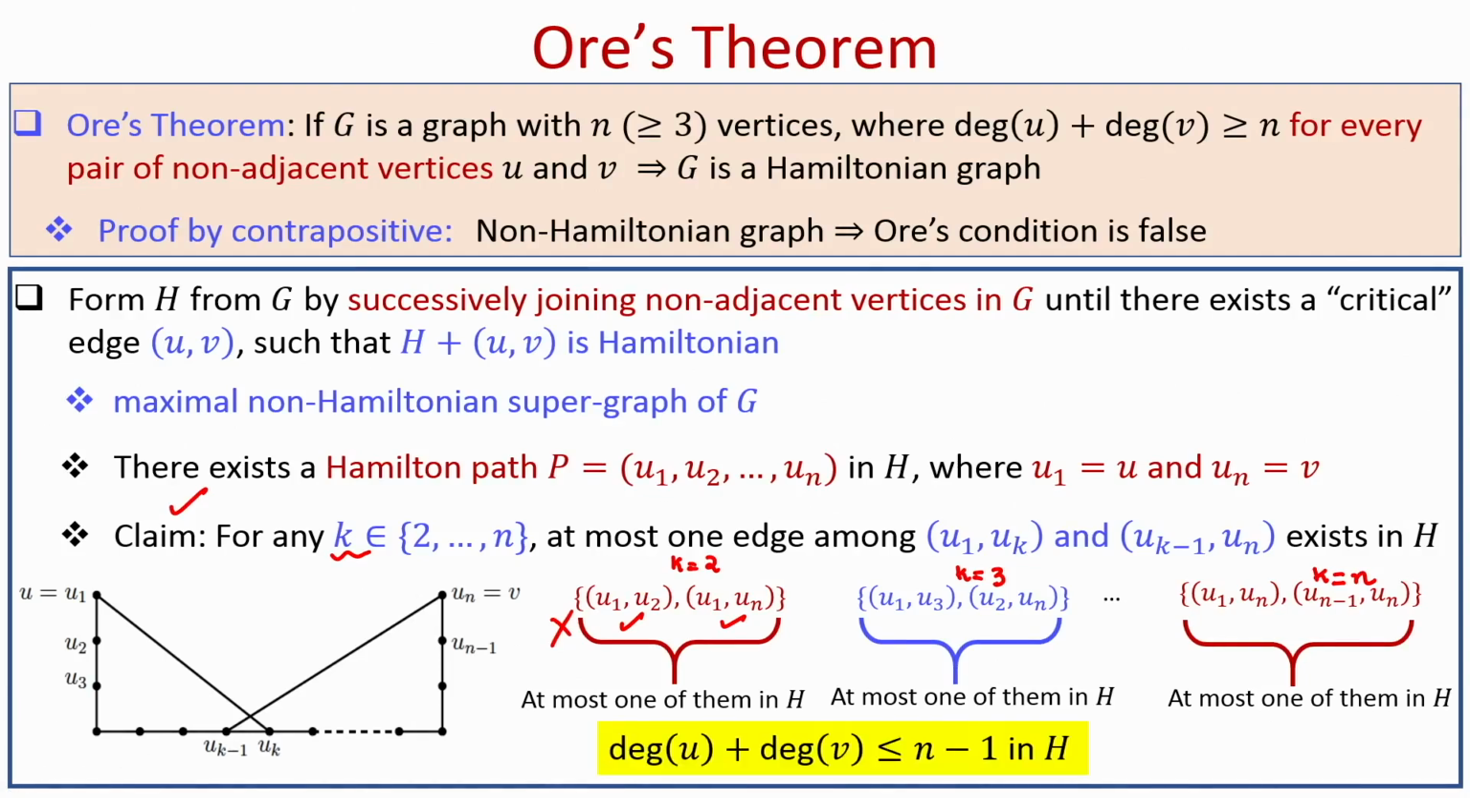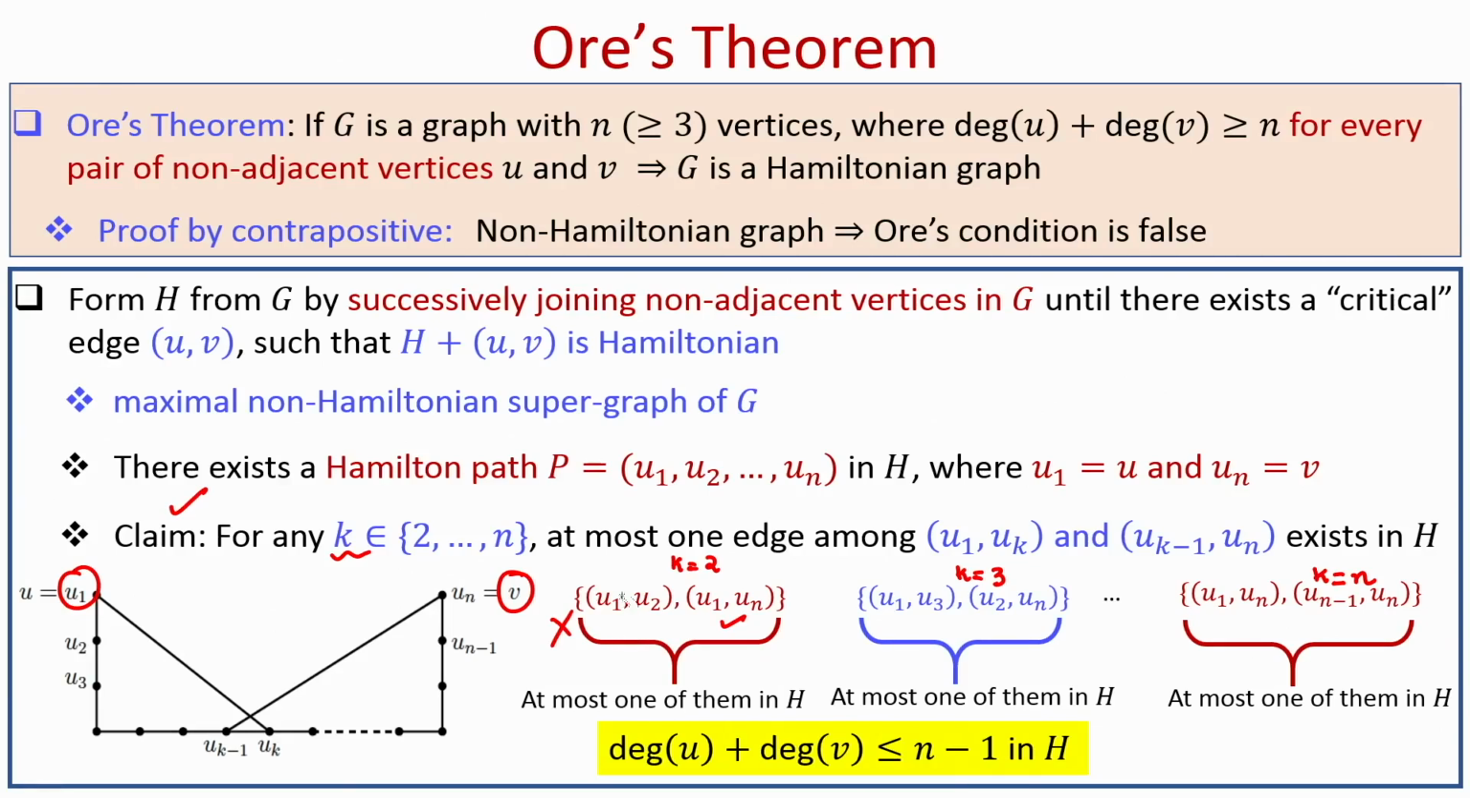Now, that gives you the implication that, remember, u is equal to u1 and un is equal to v. That gives me the implication that in the supergraph H, the summation of the degrees of the vertices u and v is at most n minus 1. Why at most n minus 1? Because I have n minus 1 pairs here, and through each pair I get only one edge guaranteed to be there in my supergraph. In none of the pairs can I have both edges present in my supergraph H.